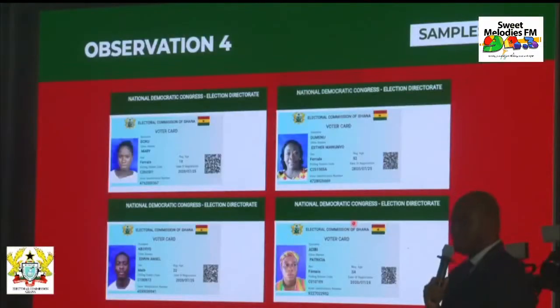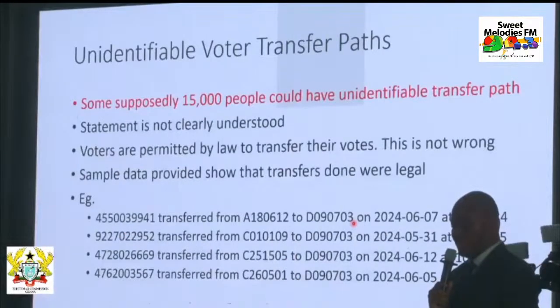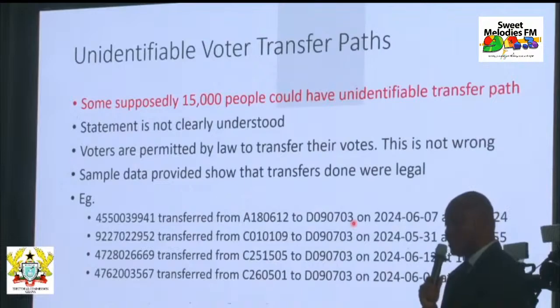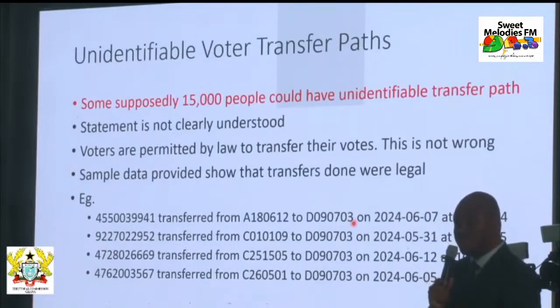But be that as it may, we went ahead and looked at the samples that they had given us. In their presentation, there were 4 ID cards listed as people who did transfers, and there was no clear identified path for the transfer. We looked at them, and we can confirm that these ID numbers, which they said had no clear identified path, had all done registrations or transfers at the time that we have listed there, and from what police station to the other.